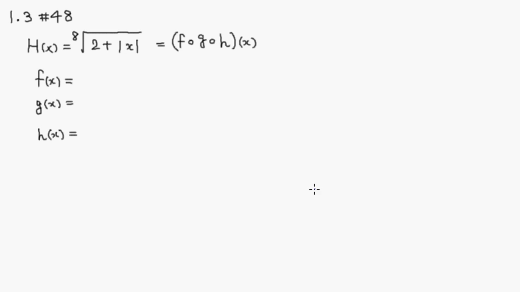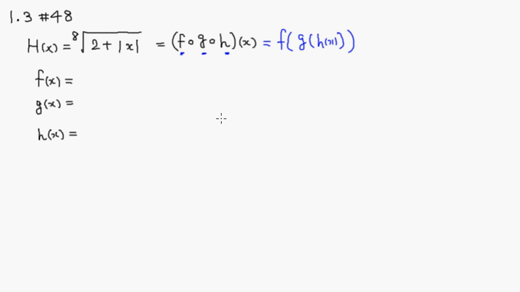Okay, I would like to go over section 1.3, number 48. So here a capital F of x is given, and the capital F of x is actually a composition of three functions, f, g, h. So we can actually rewrite it if you want. You can write it as f of g of h of x, with parenthesis, close parenthesis, close parenthesis. So that's what it means.